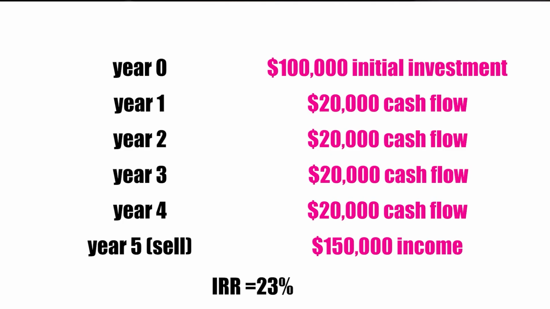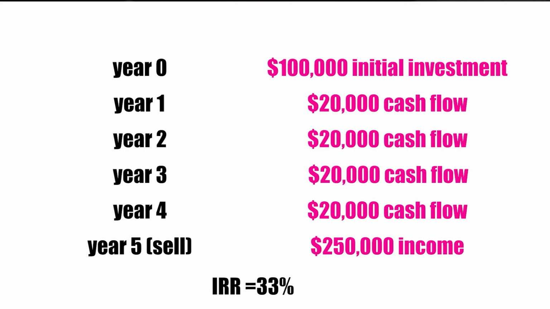Back to the last example. I'm going to buy that place for $100,000. I'm going to predict that it'll kick off $20,000 a year for 4 years, and then in year 5, it'll sell for $150,000. That's my 23%, right? But what if I tell my investors that in 5 years, it'll sell for $250,000 instead of $150,000? Now my IRR projection becomes 33%. That's very appealing, but it's completely speculative, and it's very, very far away.